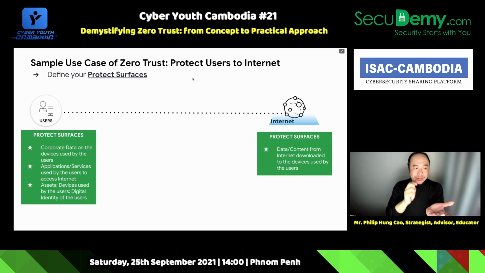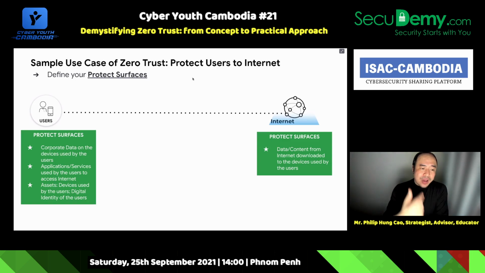Another protect surface is the application or the service that the users use to access the internet. You will need to ask the question, what are these applications? What are these services? You have to name them. You cannot say, I just allow you to go to the internet. You cannot do it that way. We need to make sure that we know exactly which application or which service is allowed for these users, based on our enterprise policy to access the internet. You need to have that in detail, because based on that, you need to protect that as well.